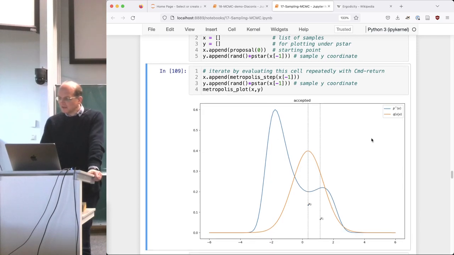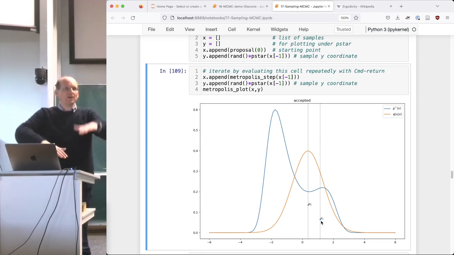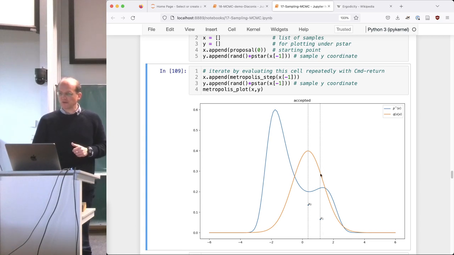So the blue line is my P star and the orange line is my Q. So that's a proposal distribution. Right now I'm at x0, and I have a Gaussian distribution centered at x0, and I'm sampling a new point from it, and the new point is x1. Now the height of the point is just randomly sampled, so the height here is uniformly distributed below the blue curve. Great, so that's the first step.